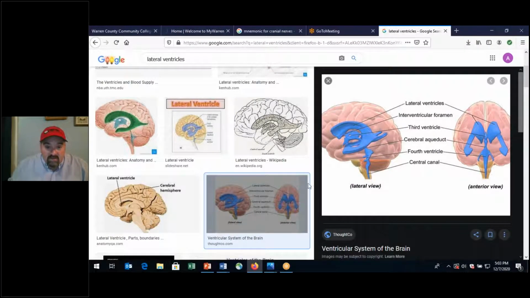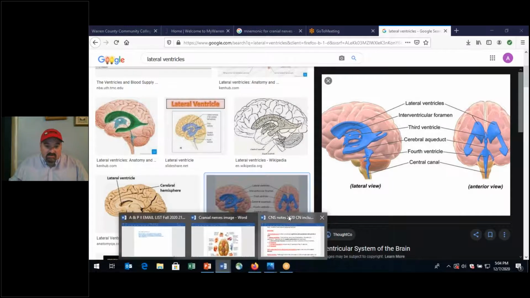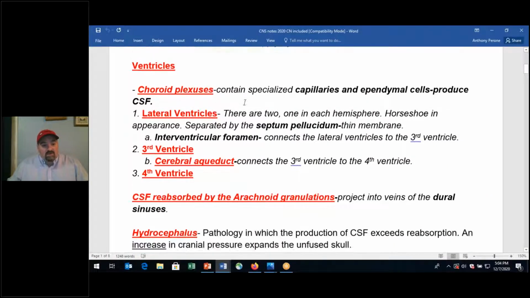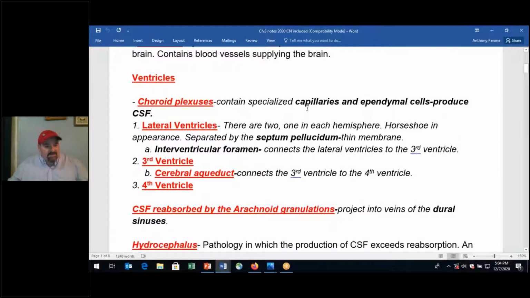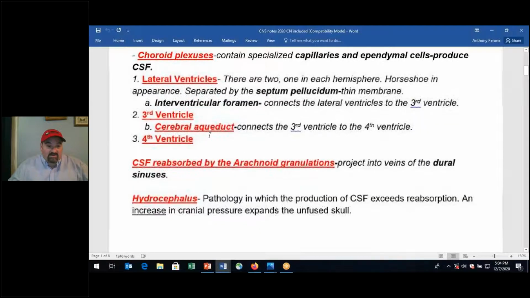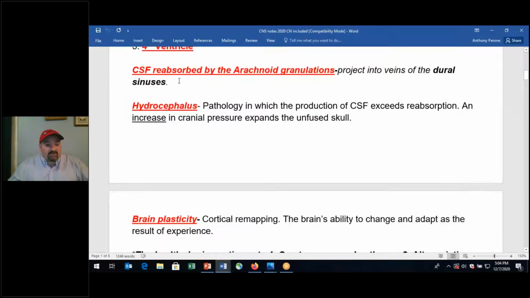So that's as far as the ventricles are concerned. Again, the choroid plexus contains those capillaries and the ependymal cells, which are the support cells, the glial cells that are helping to synthesize cerebral spinal fluid. So you have those terms there and what we talked about already. The cerebral spinal fluid is reabsorbed by the arachnoid granulations projected into the veins of the dural sinuses.